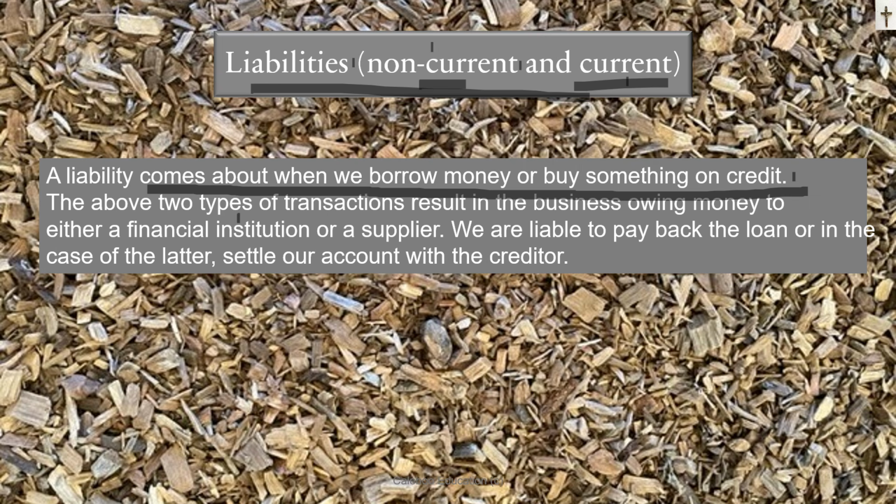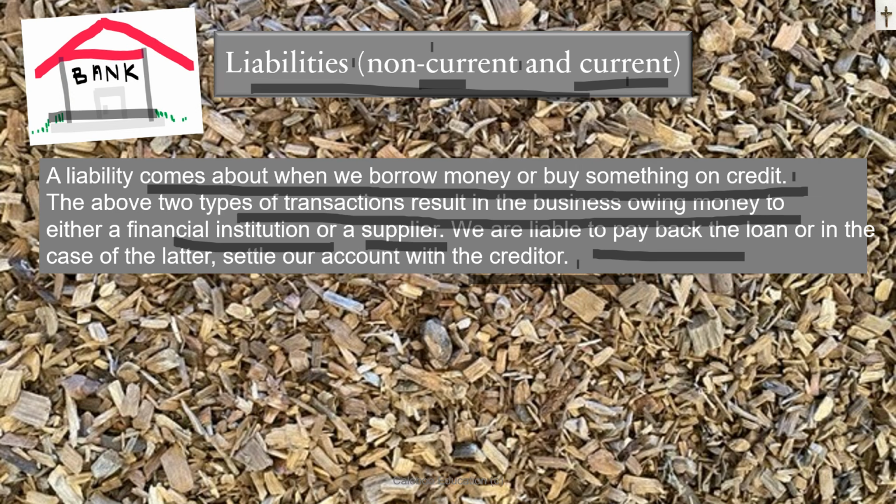The above two types of transactions result in the business owing money to either a financial institution or a supplier. So you're going to pay back a loan over time and you're going to pay back a creditor according to the terms negotiated, either in 1 month, 2 months, or if you're lucky, 3 months. So there you got liabilities, long-term and short-term, non-current and current. That means the same as long-term and short-term.